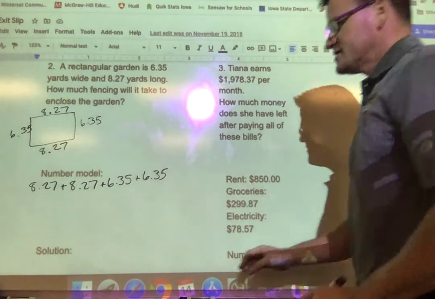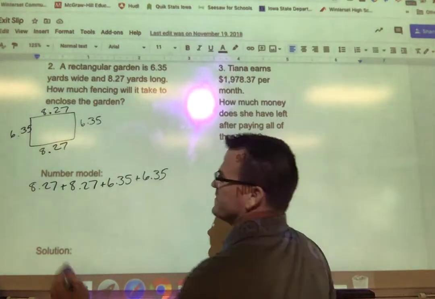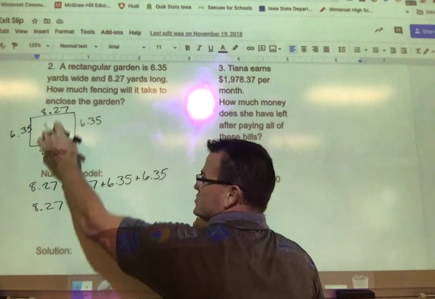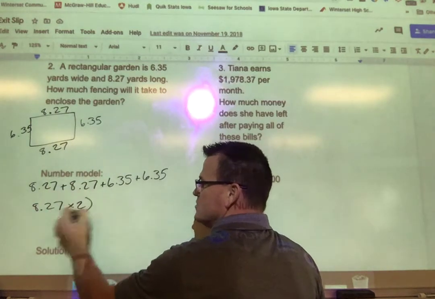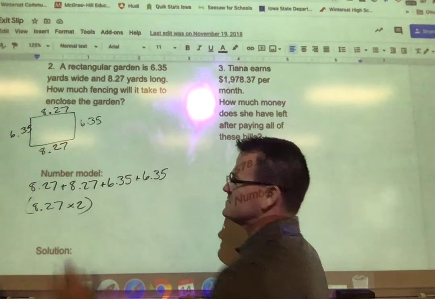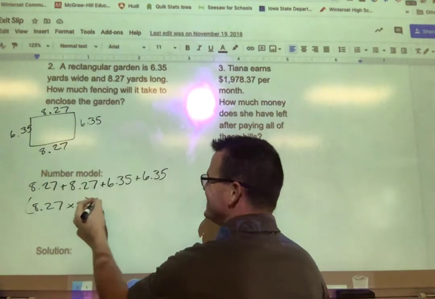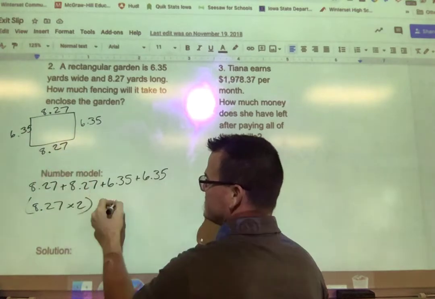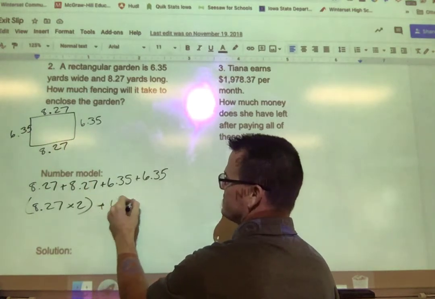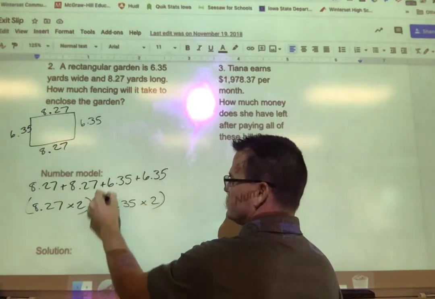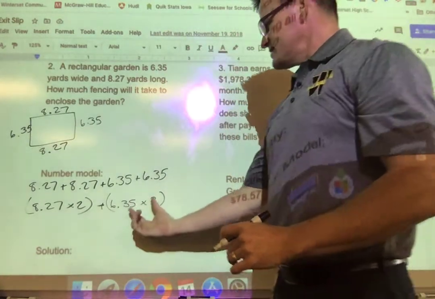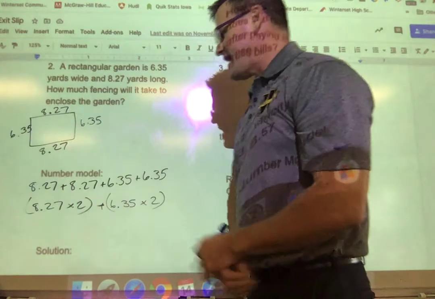But a lot of times you'll see when people do this, they'll use a little multiplication. They'll say, well, it's 8.27. There's 2 sides, so I take that times 2. I'm going to put that in parentheses because that represents both these sides. Plus, I'm going to add that to these 2 sides, and I can write that as 6.35 times 2. Again, we can use those parentheses, which means to keep them together and do that first. So that just is doubling each side, and then I could add them together.